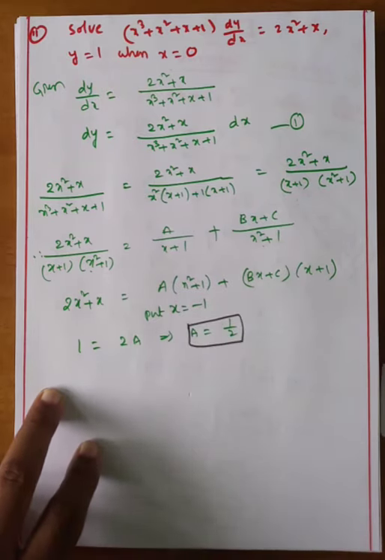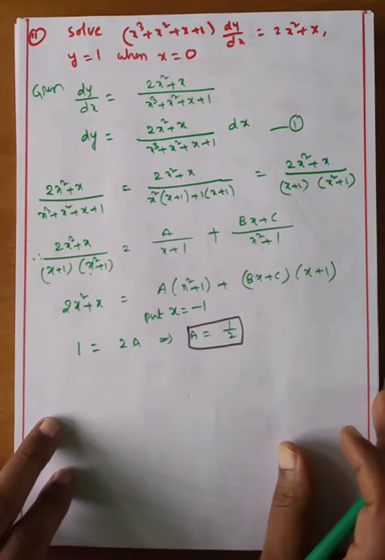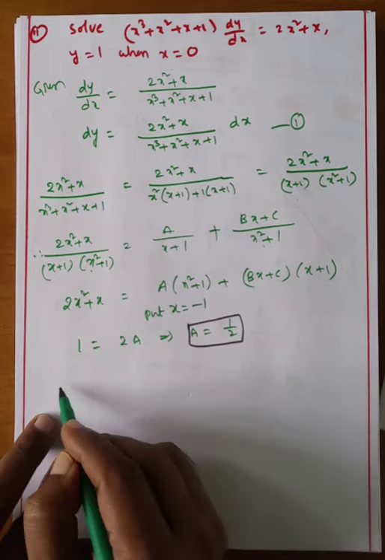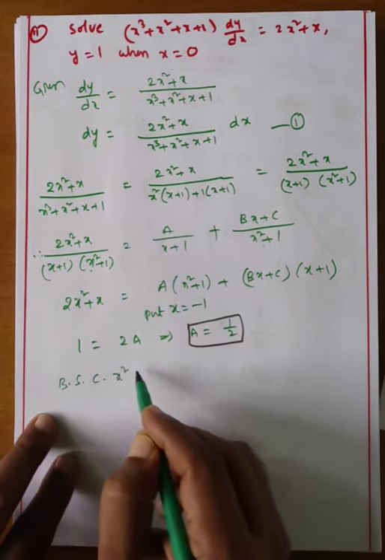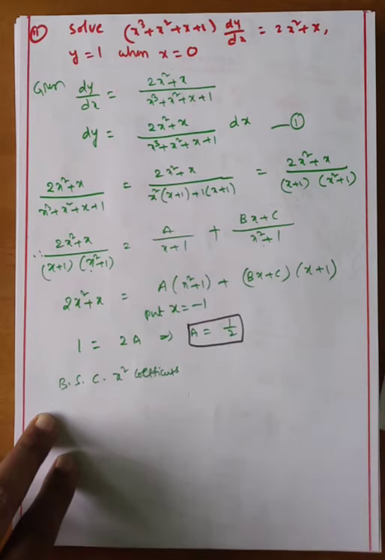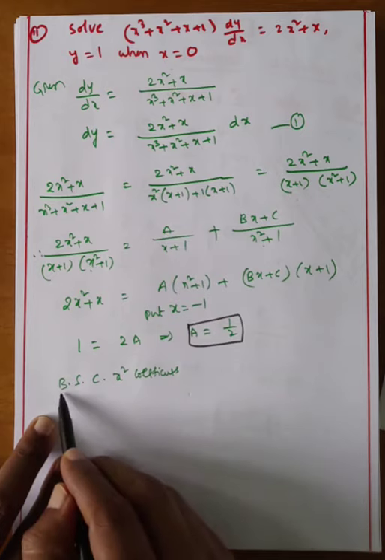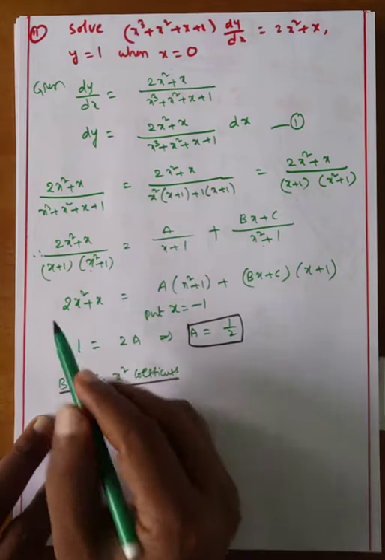Now we are going to the second one. Our goal is to find the values of a, b, c. Comparing x square coefficients on both sides. Okay, my dear students, here the x square coefficient is 2.